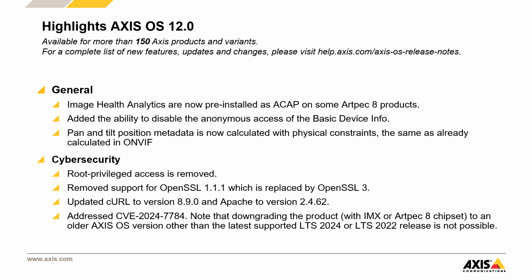Let's move into cybersecurity related updates. Root privilege access to Axis products and ACAP applications has been removed indefinitely without the possibility to enable it back. This will improve overall security and integrity in Axis OS. We also removed the support for OpenSSL 1, which is replaced by OpenSSL 3. The older versions will be available in LTS tracks and will be updated separately.